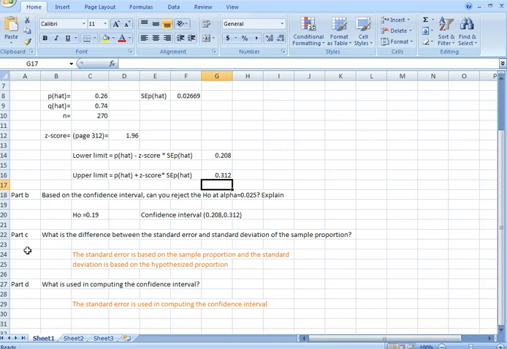Now part C and D ask us a couple of questions. Part C asks us, what is the difference between the standard error and standard deviation of the sample proportion? Well, we can state here the standard error is based on the sample proportion, and the standard deviation is based on the hypothesized proportion. And then part D, what is used in computing the confidence interval? Well, we know from our calculations up here that the standard error is used in computing the confidence interval.